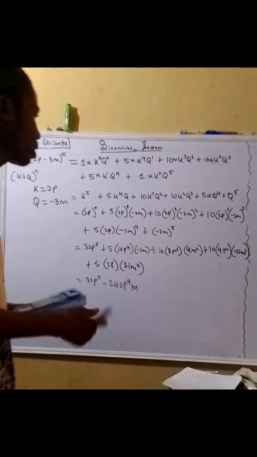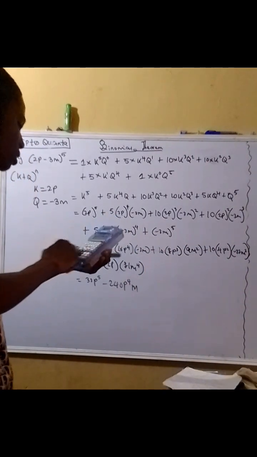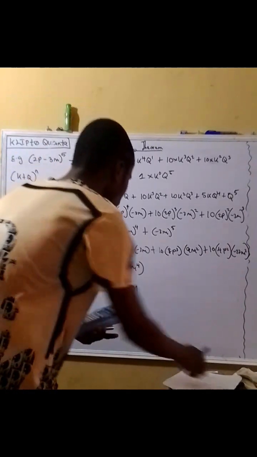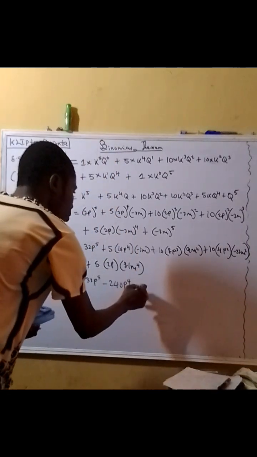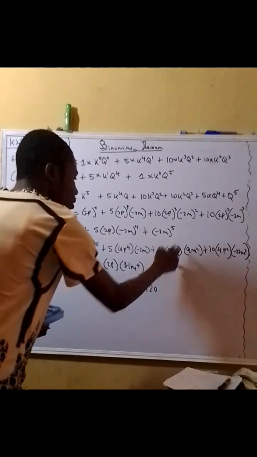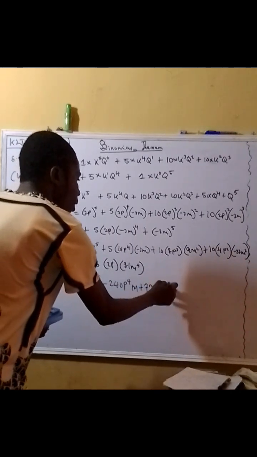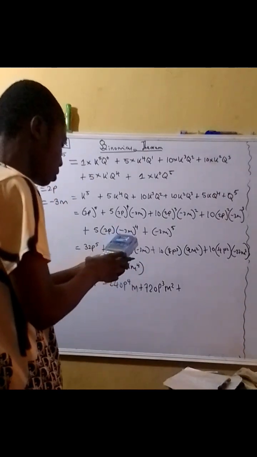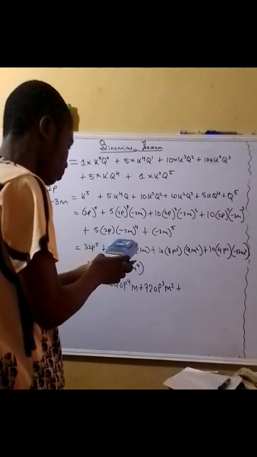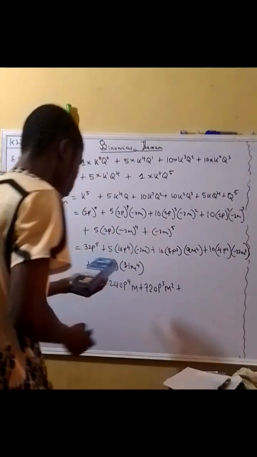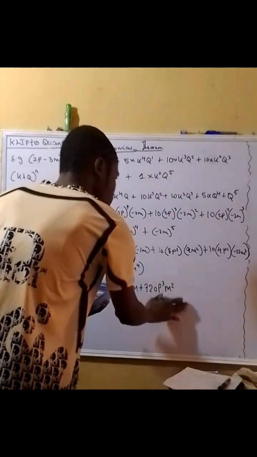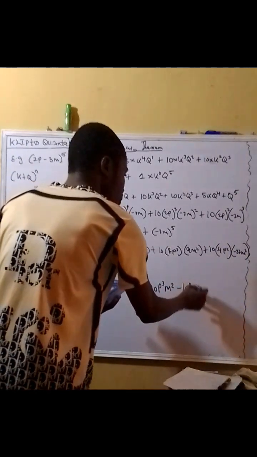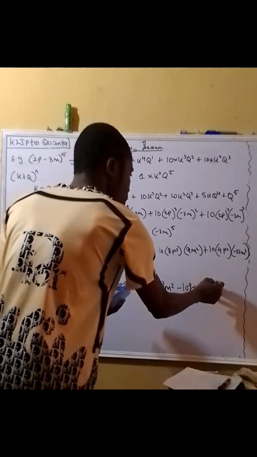Are you with me? So 10 times 8, you have 80. Then times 9. So that gives you what? 720. That will be plus 720 p raised to power 3 m raised to power 2, plus 10 times 4, you have 40. Then 40 times minus 27, then you have negative 1080 p raised to power 2 m raised to power 3.